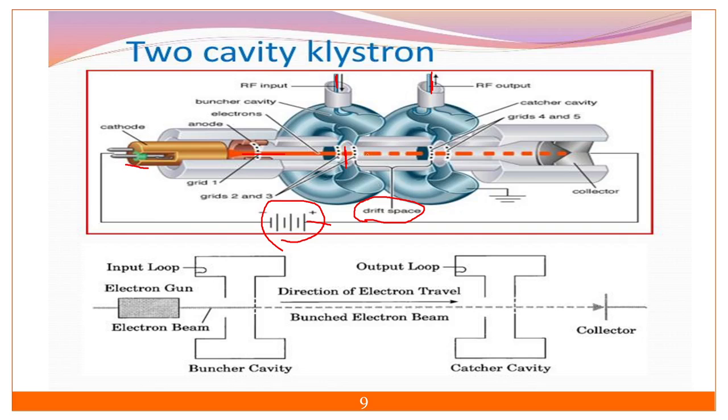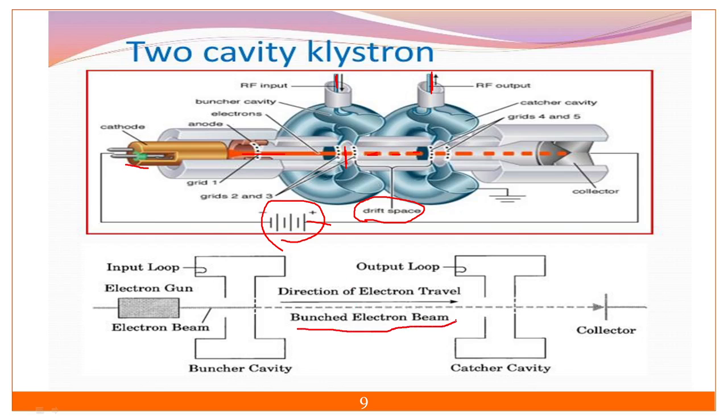So in this way, you will find there is a bunching of electrons over there, a bunching of electrons here, and the RF output is carried out over there. I will explain this. The dotted line over there is nothing but the bunching of electrons.